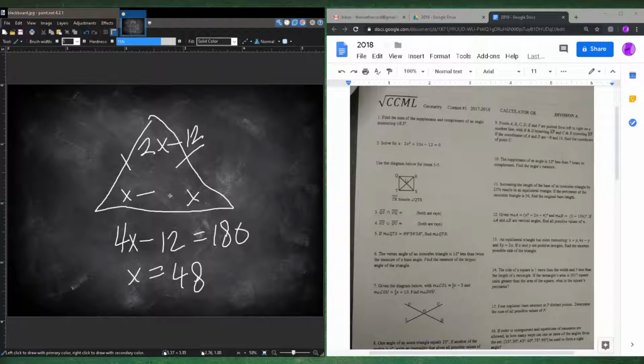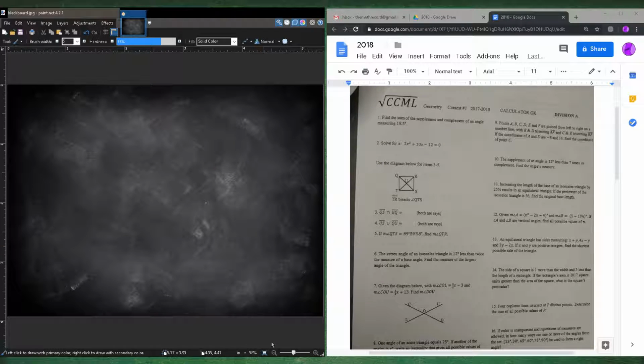Now that's only for these two angles, right? So you need to find the top angle, which is 2x minus 12. So 48 times 2 minus 12. So this angle is equal to 84. They said find the measure of the larger angle. The larger angle is 84. So your answer is 84, 84 degrees, if you want to have the units. Okay.